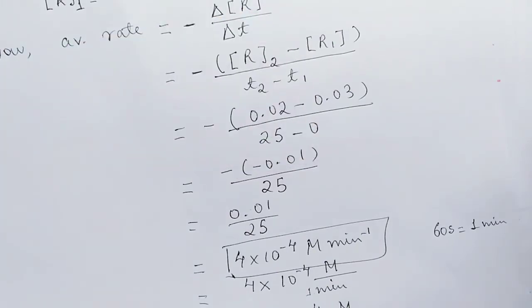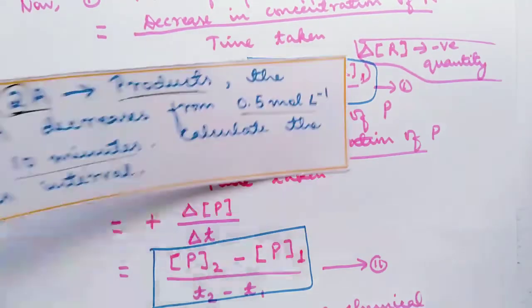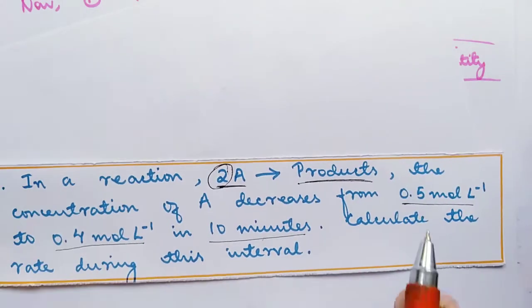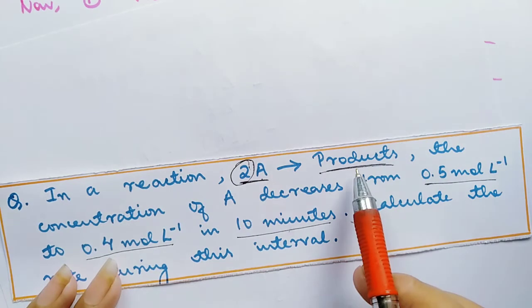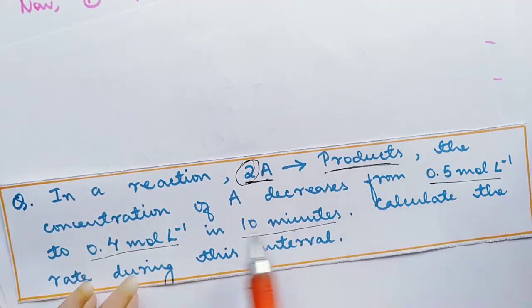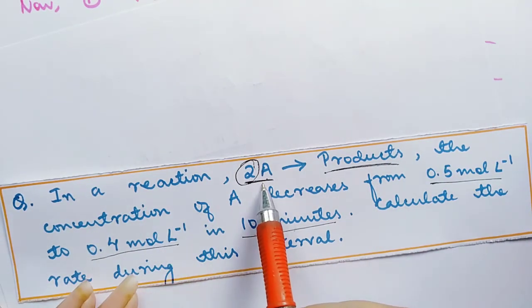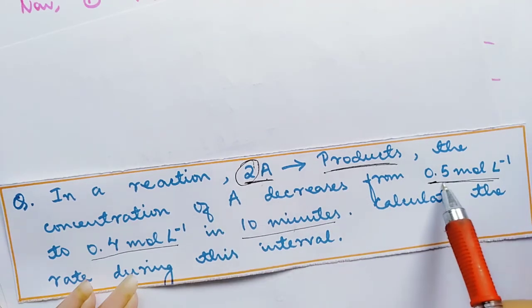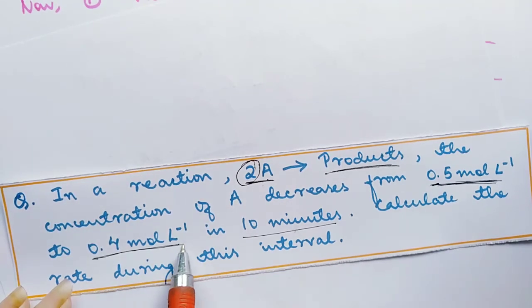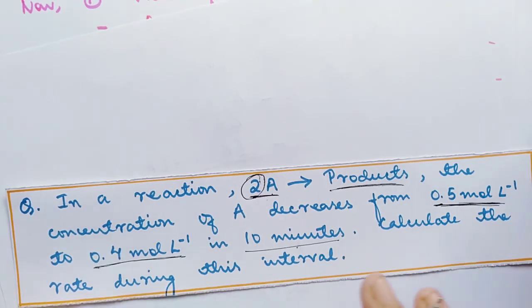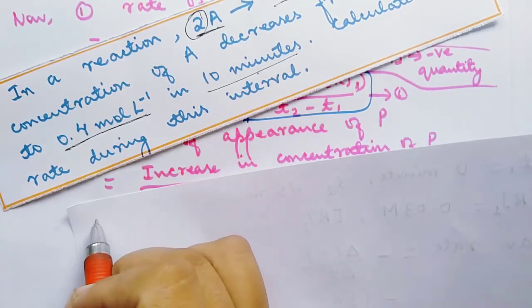Let us do the second problem. See here, 2 moles of the reactant gives you a product. Okay, and it is seen that the concentration of this reactant A decreases from 0.5 mole liter inverse to 0.4 mole liter inverse in 10 minutes. That means there is a decrease in the concentration as the reaction proceeds. We have to calculate the rate during this interval. Solution.